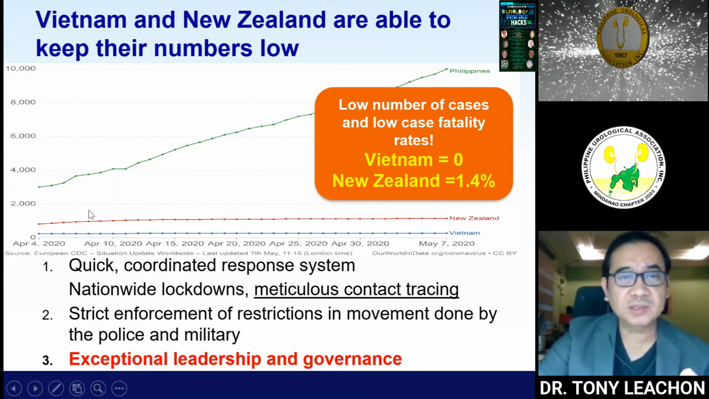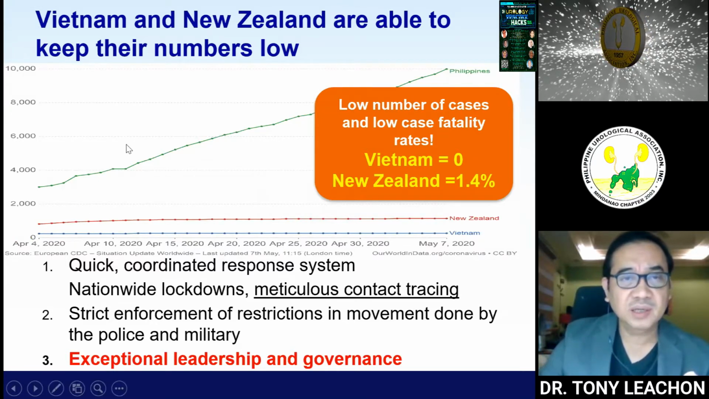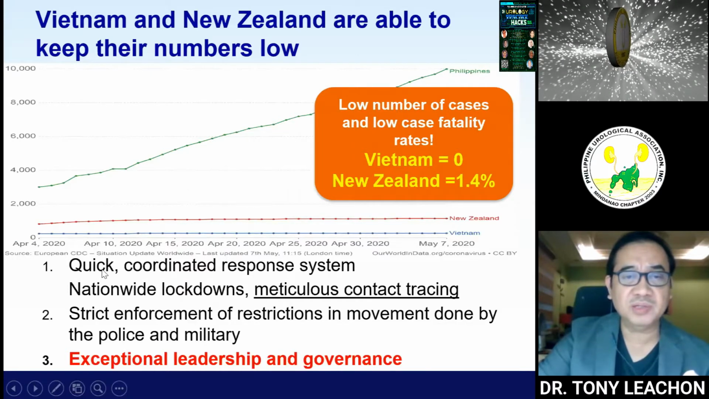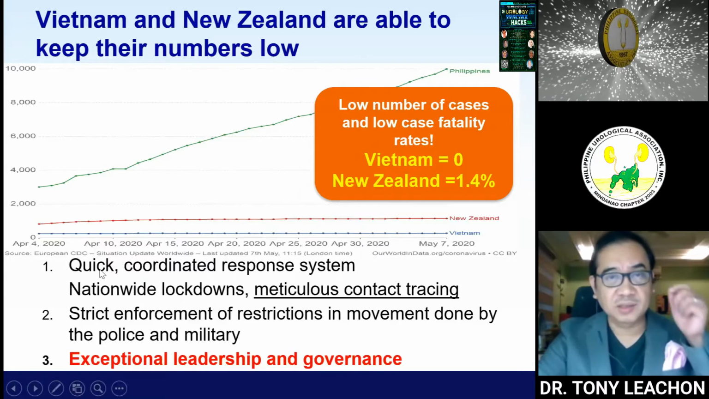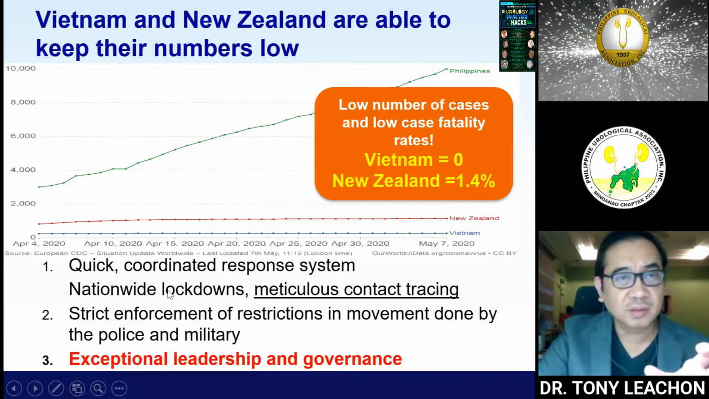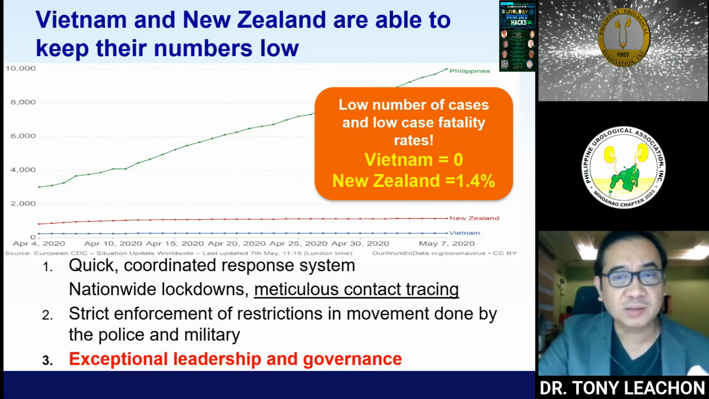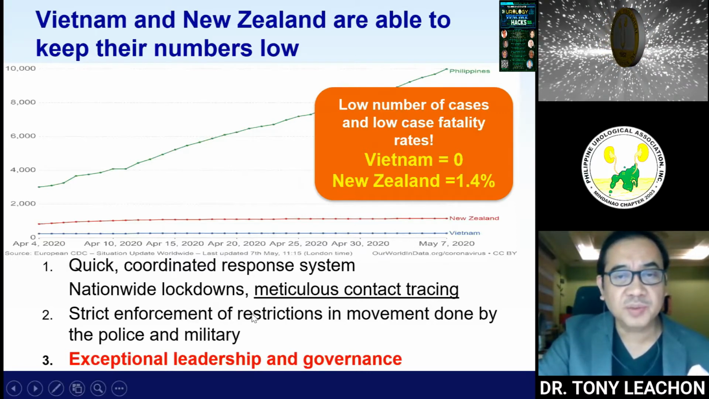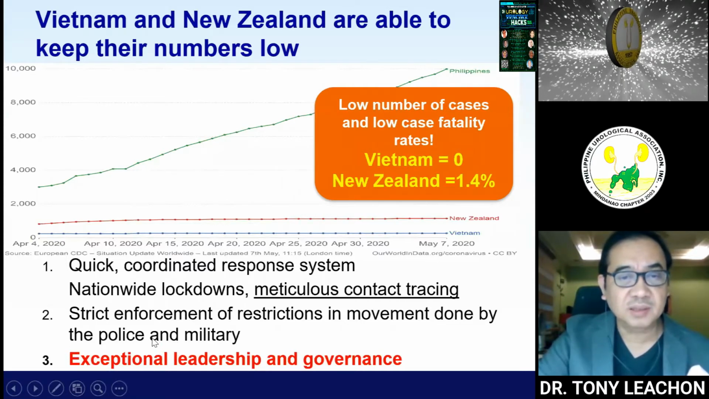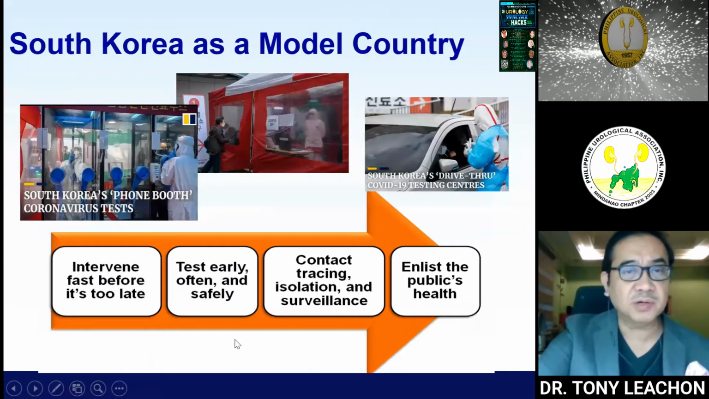Now, there are two good countries that we can use as reference models, and that's basically Vietnam and New Zealand. And basically, they were successful because of the following reasons. They had quick coordinated response. Nationwide lockdowns were done, but they were only very short. In fact, Vietnam had only 21 days of lockdown. There was massive and meticulous contact tracing. There was a strict enforcement and restrictions in movement done by uniformed personnel. And lastly, but I think the most important, they exhibited exceptional leadership and governance in times of crisis.